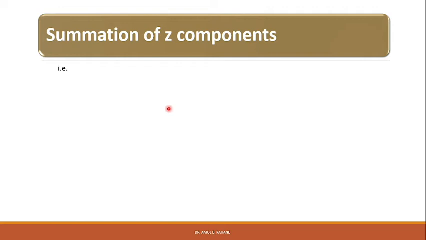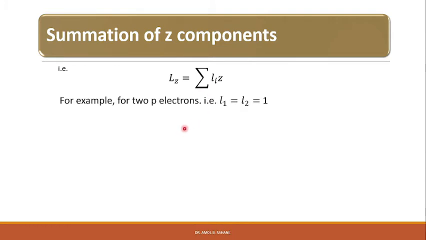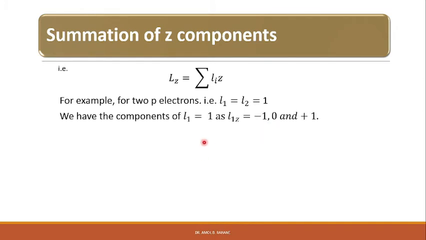Let us move to the third method, that is summation of Z component. In this method we add the Z components of the individual vectors to get the Z component of the total momentum, and therefore we get the total momentum Lz is equal to summation over L_iz, right? So for example, for 2p electrons, that is L1 is equal to L2 is equal to 1, we have the components of L1 is equal to 1 as L1Z is equal to -1, 0 and +1. So please remember this L1Z is our magnetic quantum number M or ML, right?